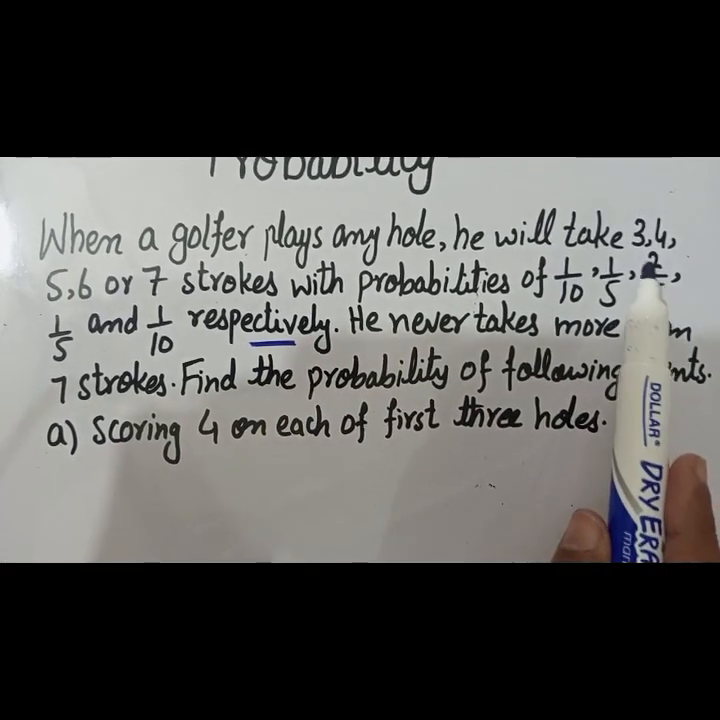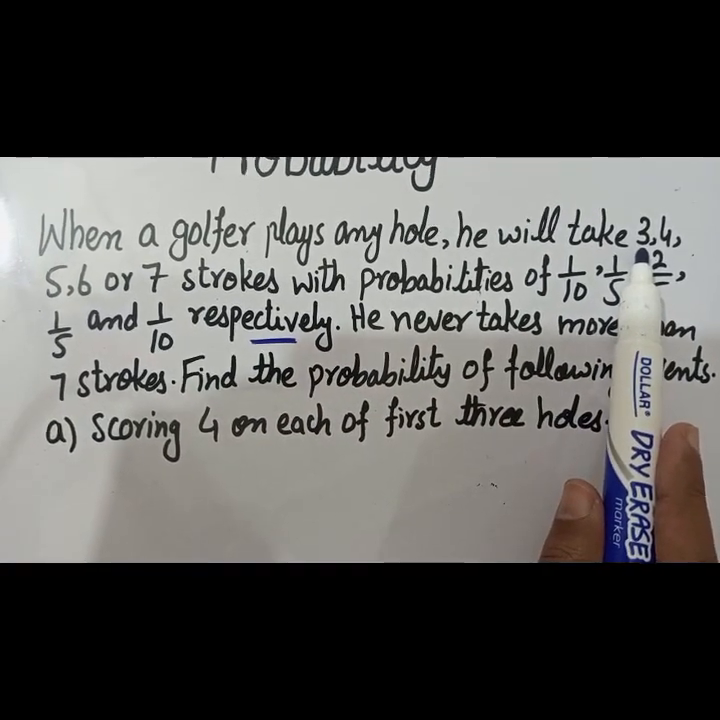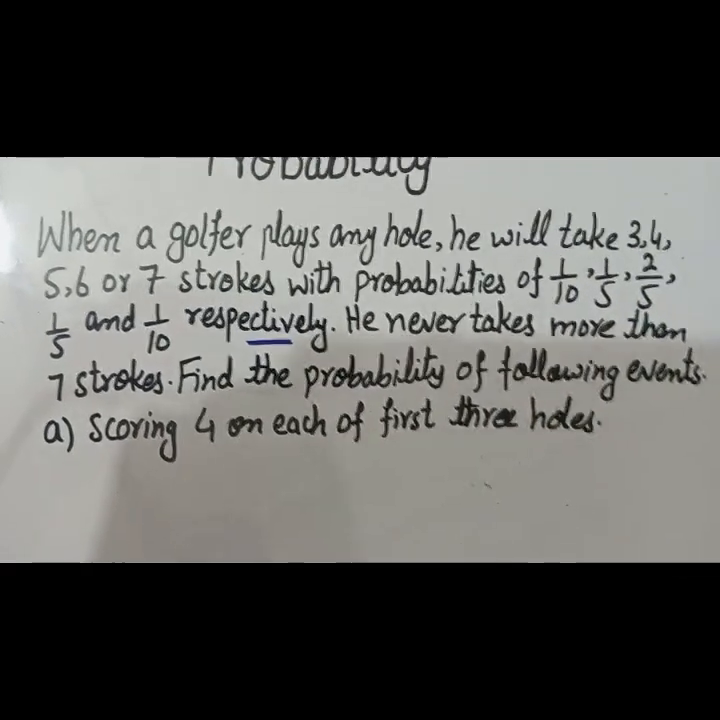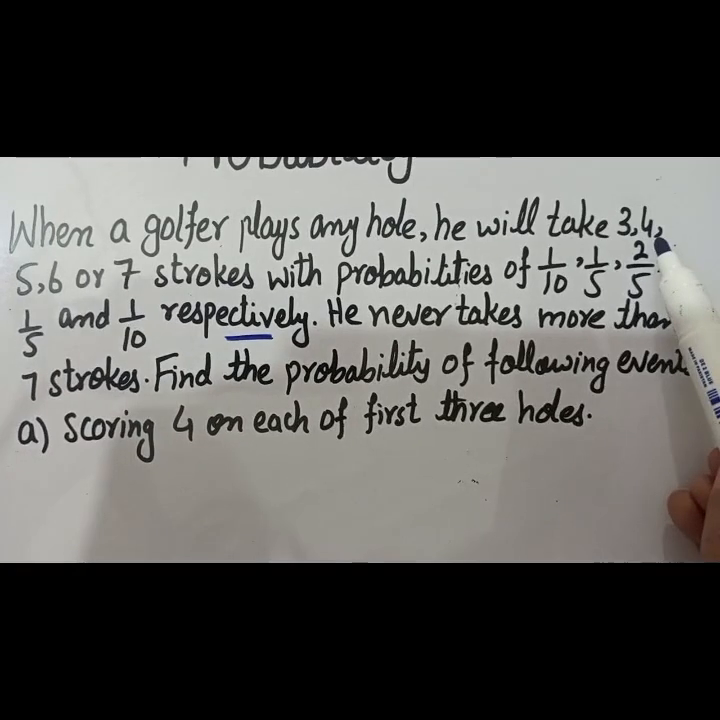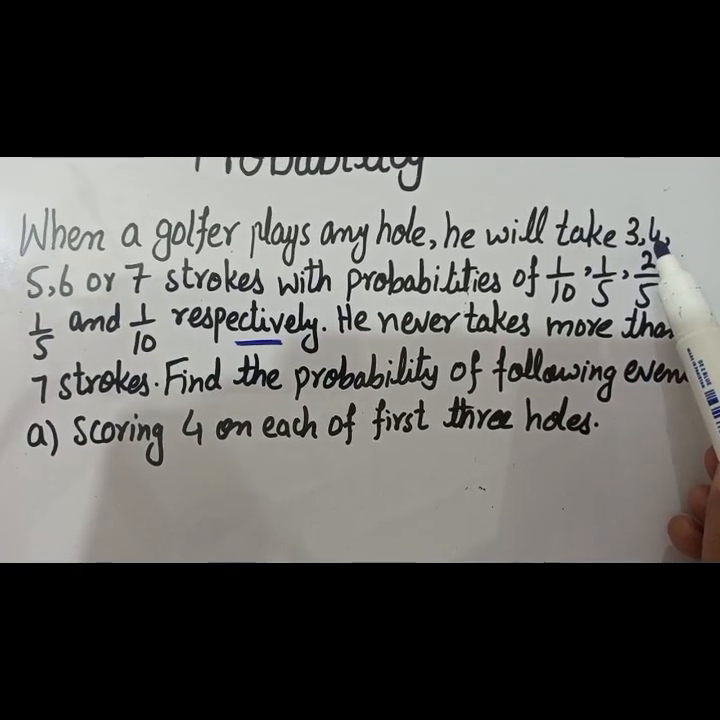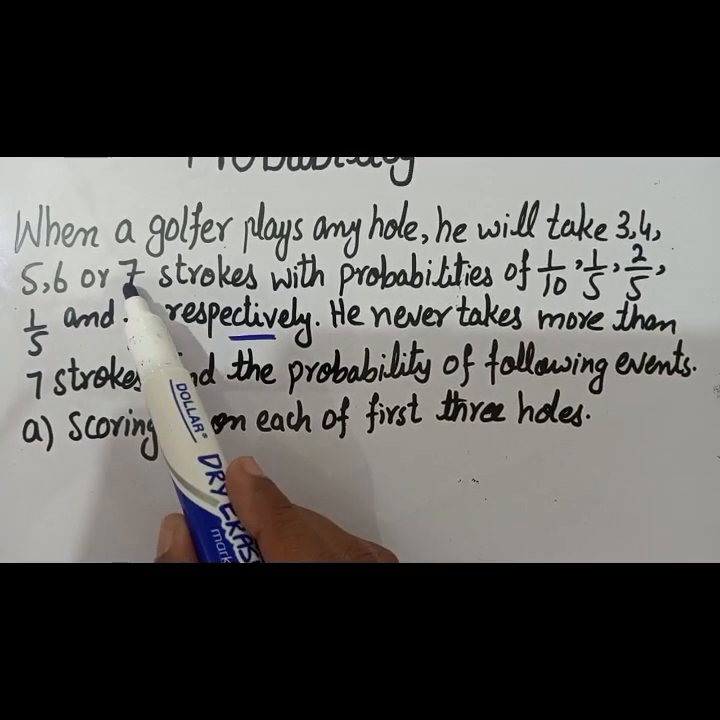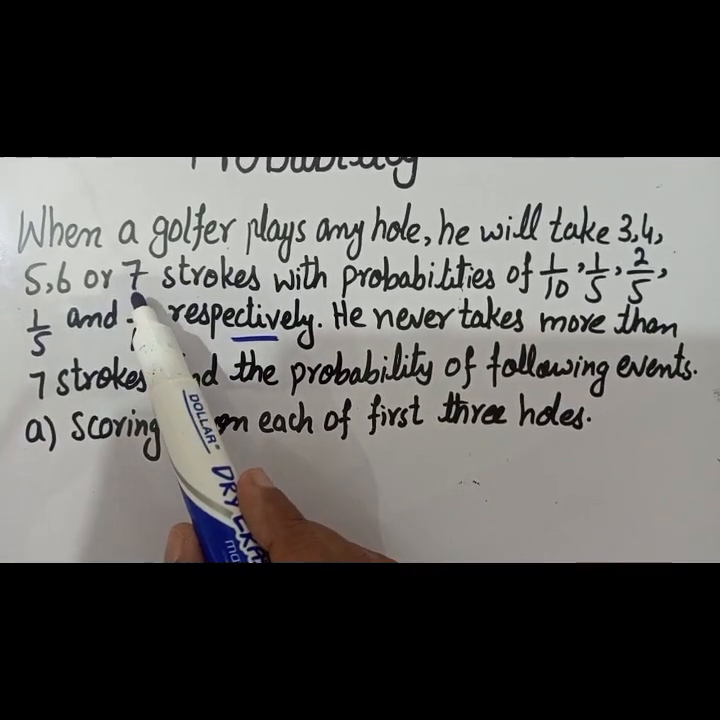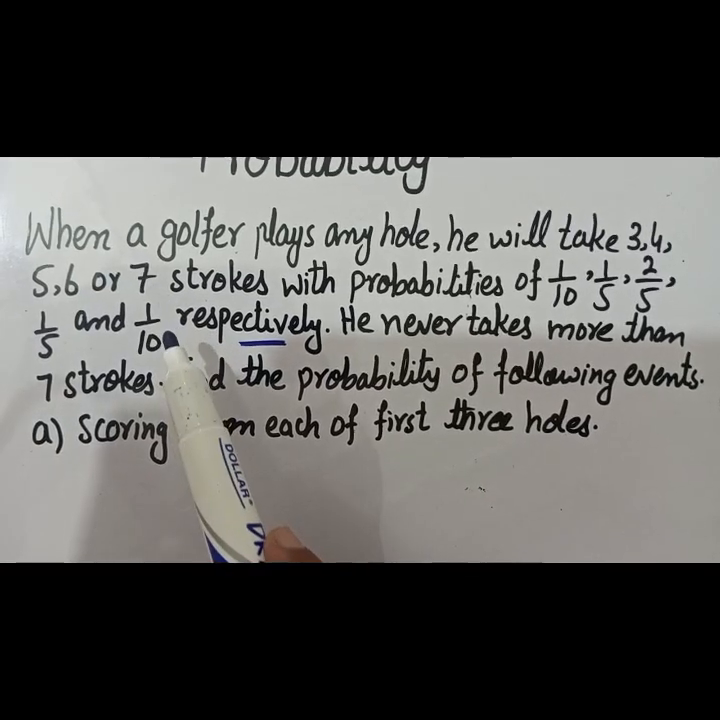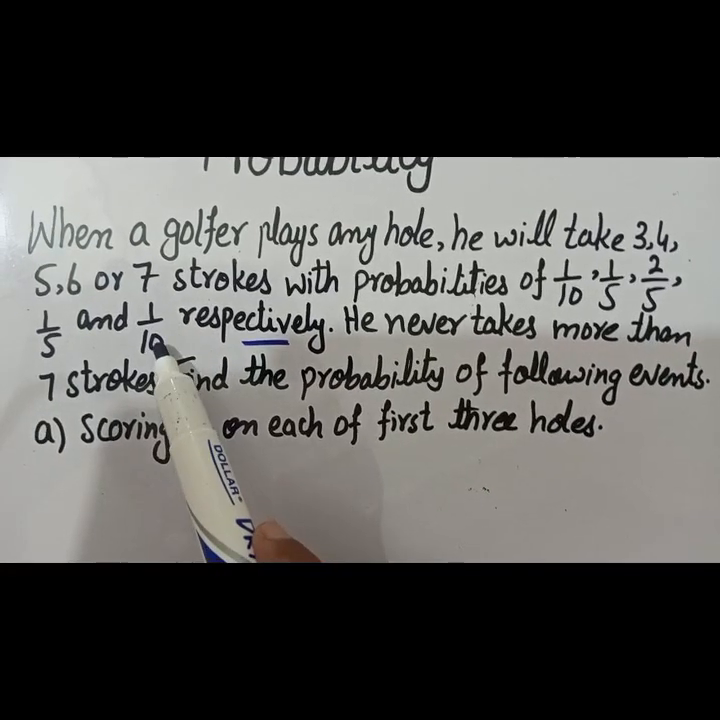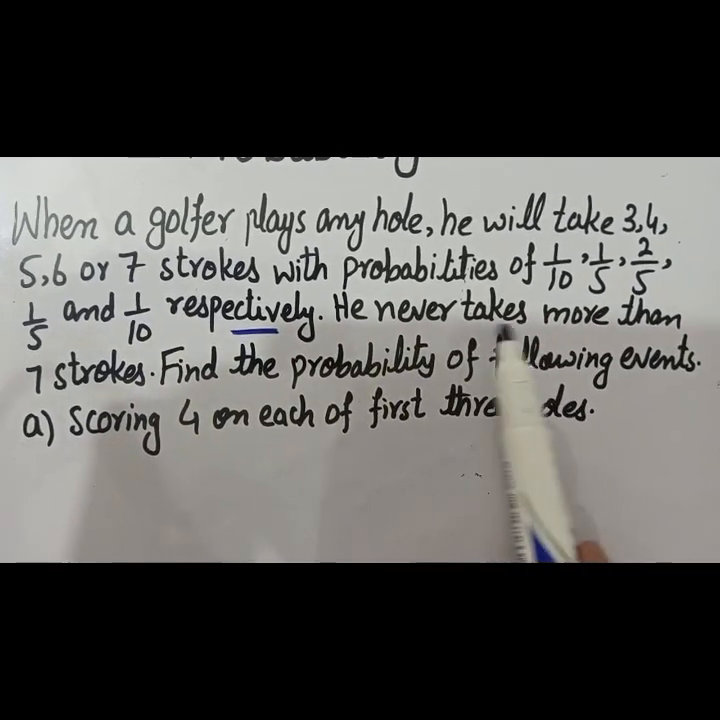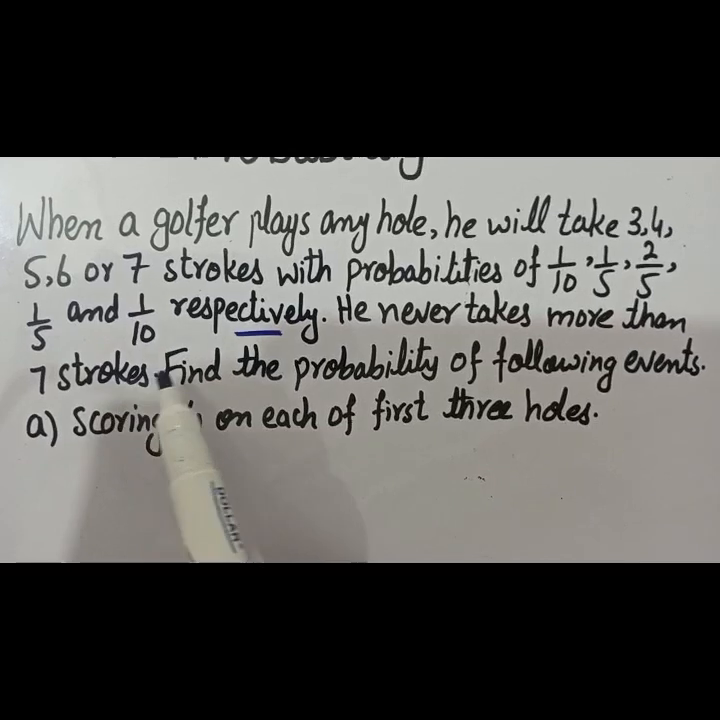If he is talking about 3 in the first place, you have to associate the probability 1 by 10 with this 3. And the second number is 4, so you have to take the probability 1 by 5 for this particular 4. Similarly, if you are taking 7, that 7 is at the last position, so you have to take the probability relative to the 7 which is present at last, meaning 1 by 10 probability is taken for 7 strokes. He never takes more than 7 strokes.